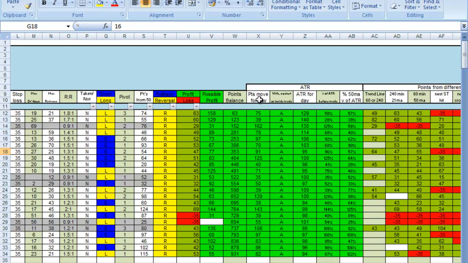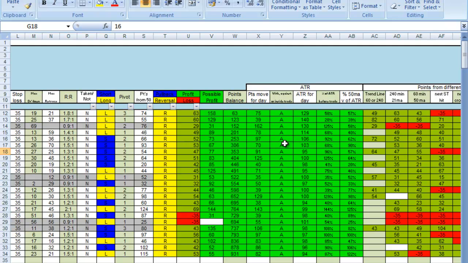Basically what they are is this here, it says the points moved for the day. So in other words, how many points has the price moved, its range effectively, up to the point where the trade enters, i.e. the pivot level. So on this particular day, we're 74 points from the 50 moving average on the 60 chart, and the price had already moved 75 points for that day.